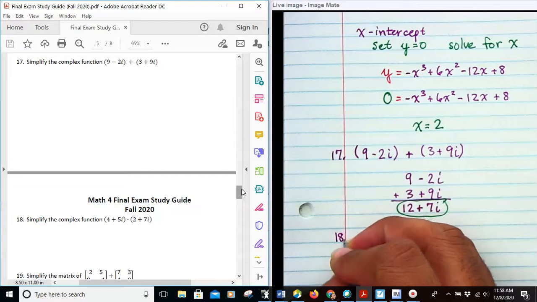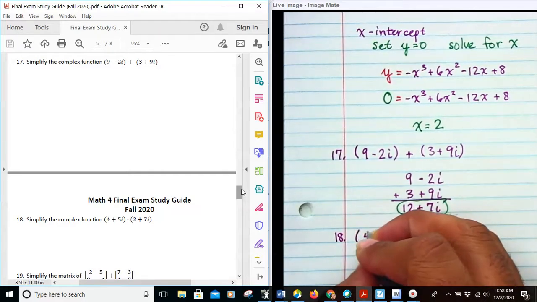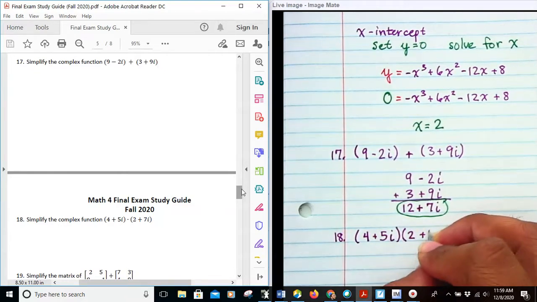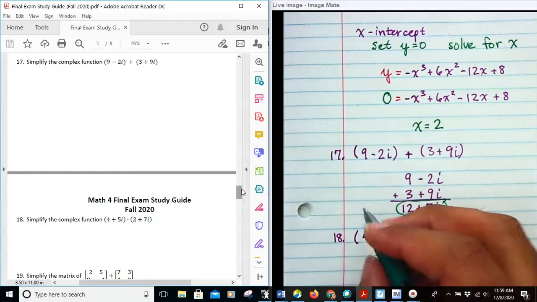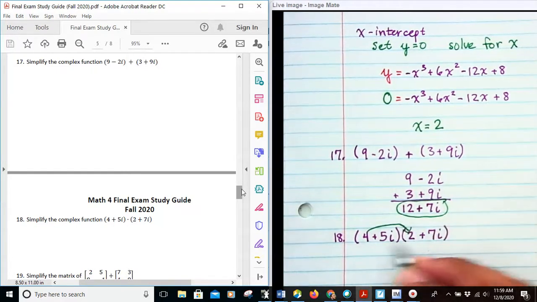All right, 18. We're going to go and work on that one too. That one deals with multiplication this time. So this one's a little bit more work. Just a little bit. All right, so we get that. And so here, because we're multiplying, we can't just combine them. We have to actually do FOIL or box method, or somebody call it rainbow method. They're all the same things. So 4 times 2 is 8.